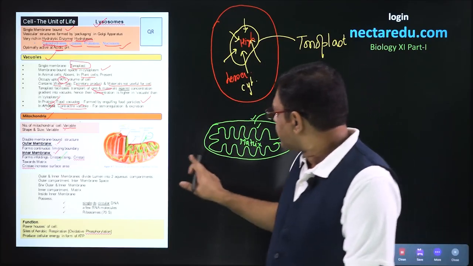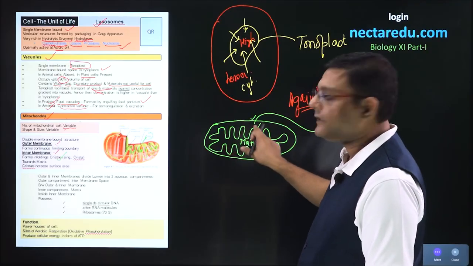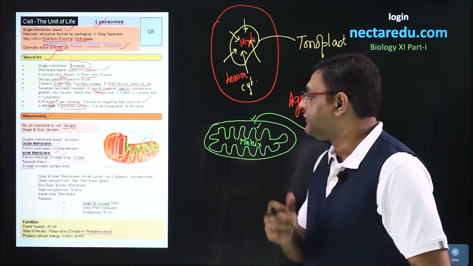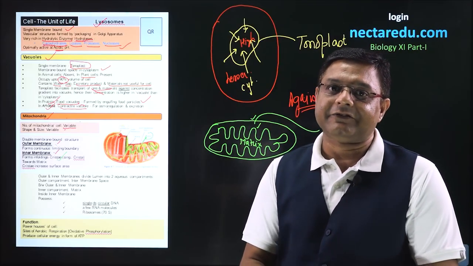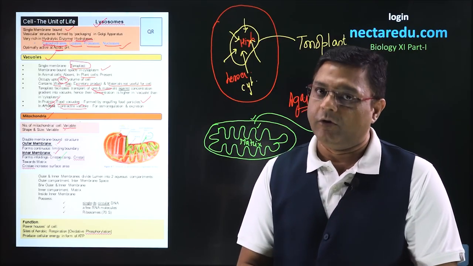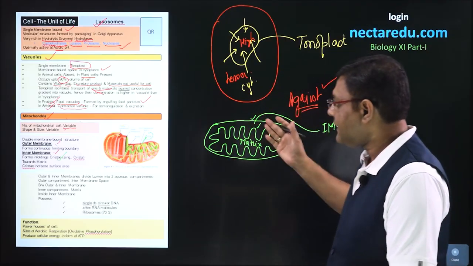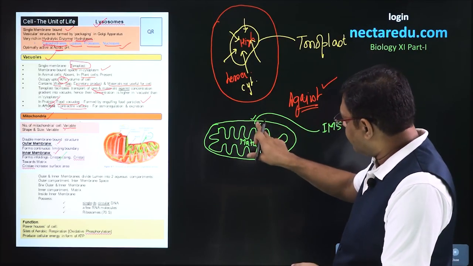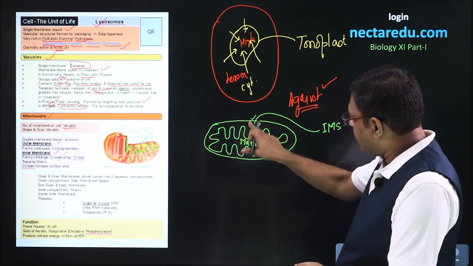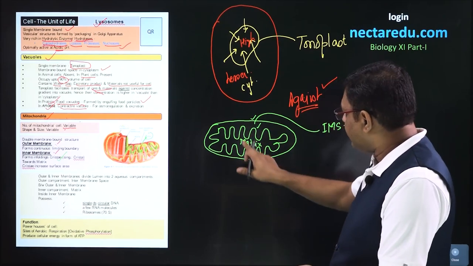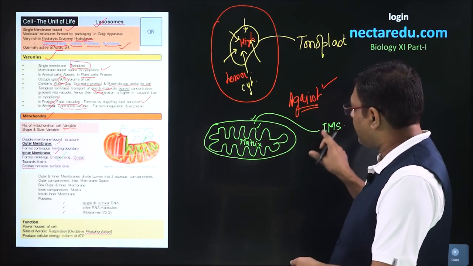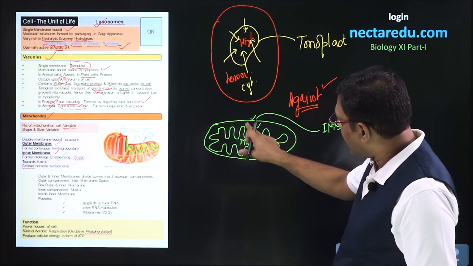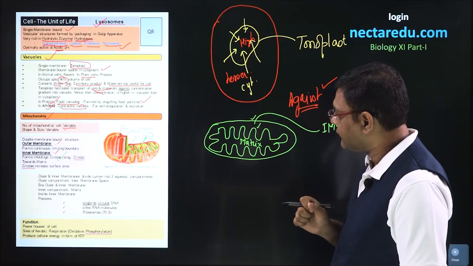If we talk about the function of cristae, these infoldings, then obviously they increase the surface area. If surface area is increased, then the enzymatic content will also be increased. After this, we will talk about the detail of the intermembrane space and the matrix. So, where is this intermembrane space? The space between the outer and inner membrane is the intermembrane space.